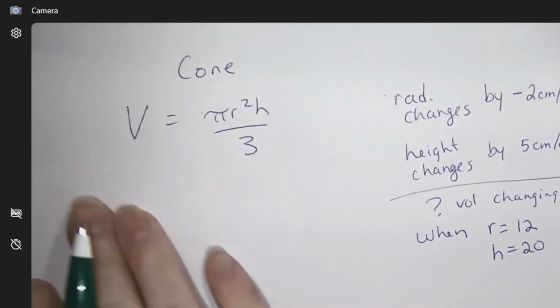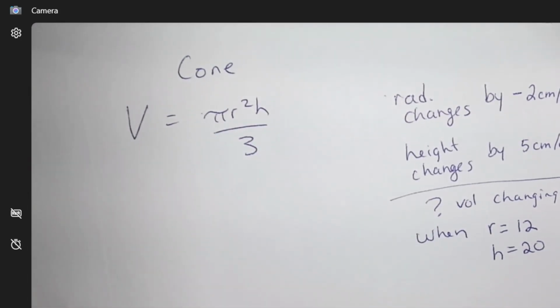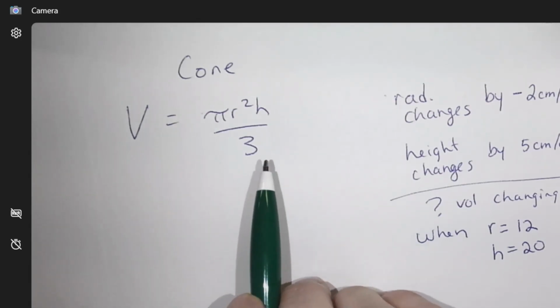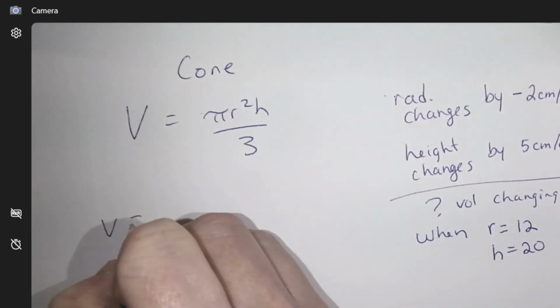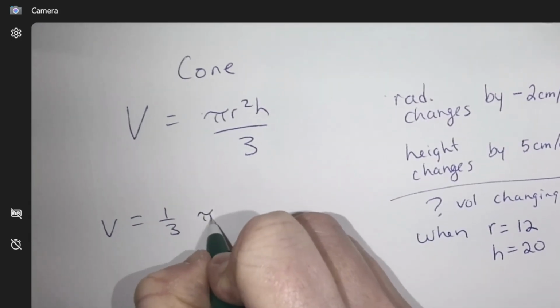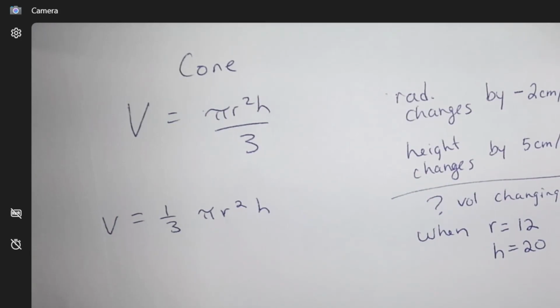Okay, so we're going to derive this volume formula. And for me personally, I don't like quotient law. I'd rather just do a 1/3 multiplier like that instead of a divide by 3 so that I don't have to think about the quotient law yet.